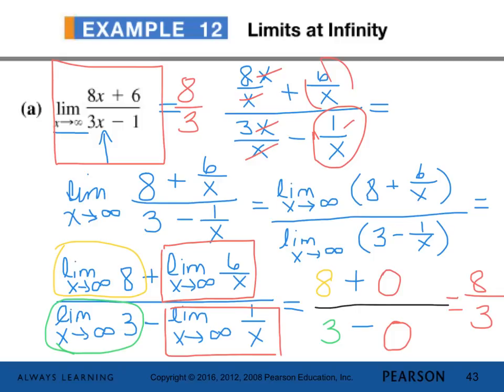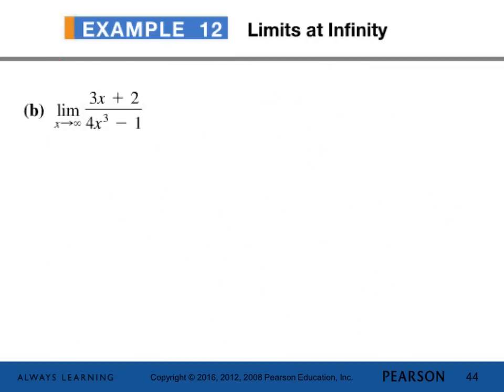So that's example 12. That concludes our entire set of examples for this course. We'll do one more just to make sure you understand the concept. Here we have the limit as x approaches infinity of (3x + 2) over (4x cubed minus 1). The first thing we're going to do is divide by the highest power of x in the denominator, and we're going to divide every single term in the expression.